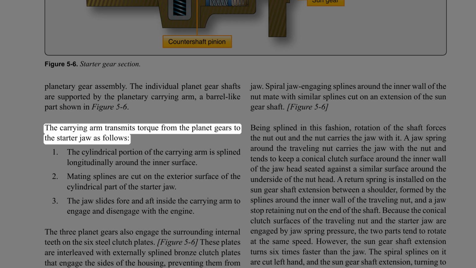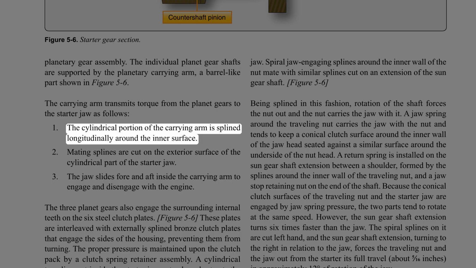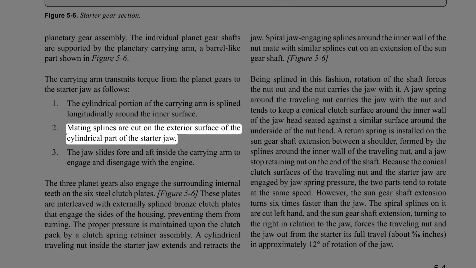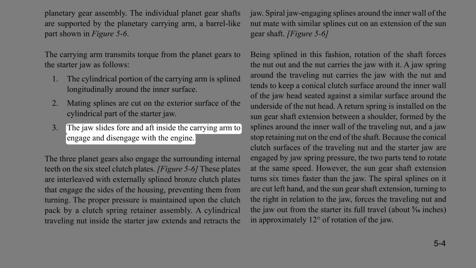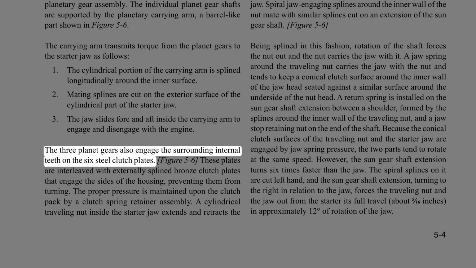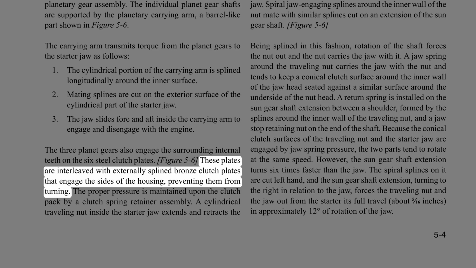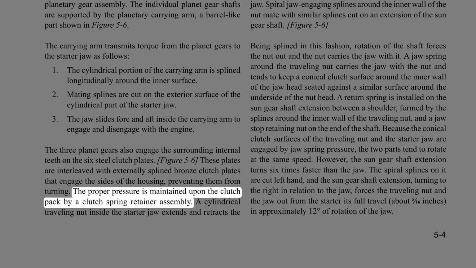The carrying arm transmits torque from the planet gears to the starter jaw as follows. The cylindrical portion of the carrying arm is splined longitudinally around the inner surface. Mating splines are cut on the exterior surface of the cylindrical part of the starter jaw. The jaw slides fore and aft inside the carrying arm to engage and disengage with the engine. The 3 planet gears also engage the surrounding internal teeth on the 6 steel clutch plates. These plates are interleaved with externally splined bronze clutch plates that engage the sides of the housing, preventing them from turning. The proper pressure is maintained upon the clutch pack by a clutch spring retainer assembly.